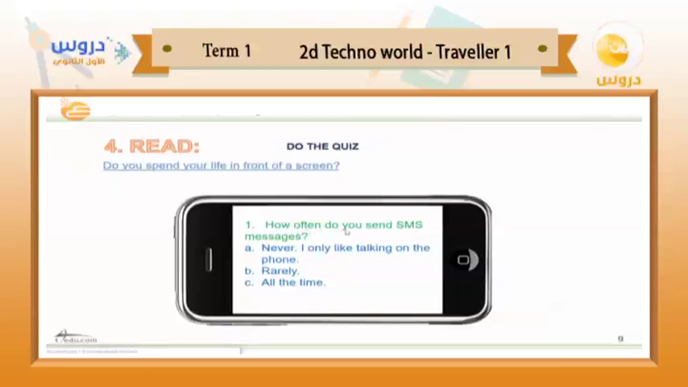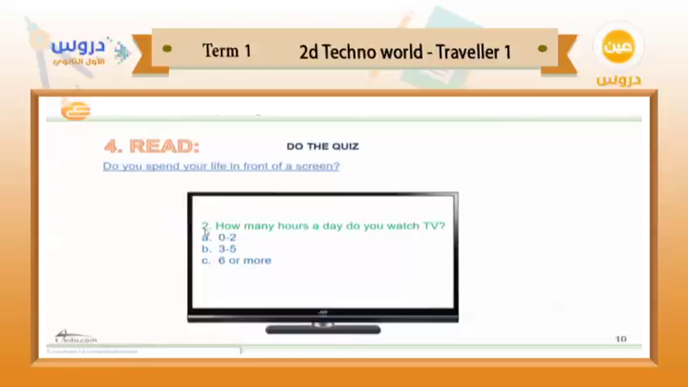Question number 1. How often do you send SMS messages? A. Never. I only like talking on the phone. B. Rarely. And C. All the time. This is a screen. Let's see the next one. Number 2. How many hours a day do you watch TV? A. 0 to 2, meaning that you never watch TV, or you watch it for 2 hours a day only. B. From 3 to 5 hours, or C. From 6 or more.